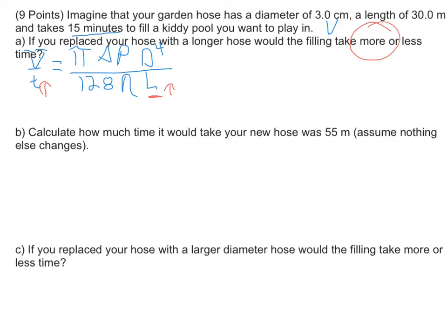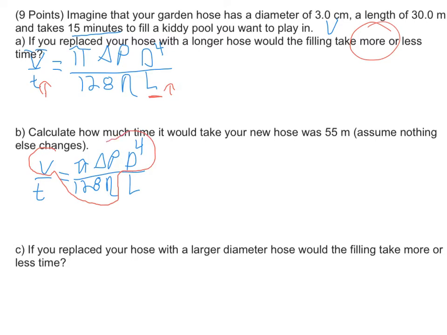Let's look at how we can use this equation to determine the time, based on the length. Maybe I'll rewrite it down here: volume over time equals pi times the change in pressure times d to the 4th over 128 viscosity times length. If we look at this, the volume of the kiddie pool is staying constant, 128 is constant, the viscosity is constant because it's still water, the diameter of the hose is constant, and the pressure difference between the pipe and the outside is constant. So all of these things are constant. The only things changing are the time and the length.